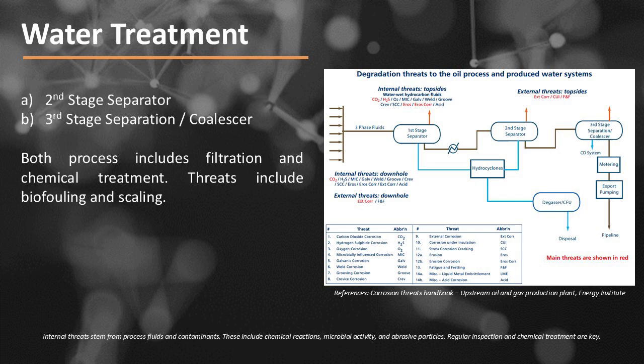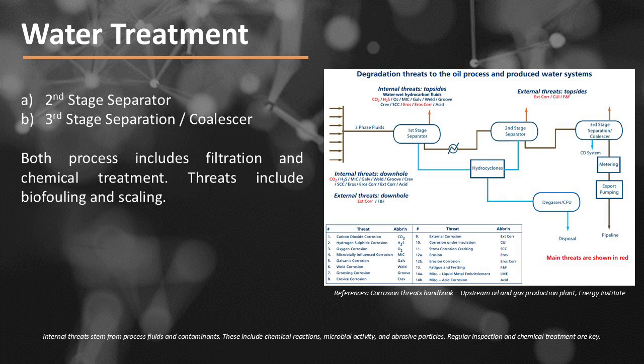Water treatment. Number 1 of water treatment is second stage separator. Number 2 of water treatment is third stage separation or coalescer. Both processes include filtration and chemical treatment. Threats include biofouling and scaling.